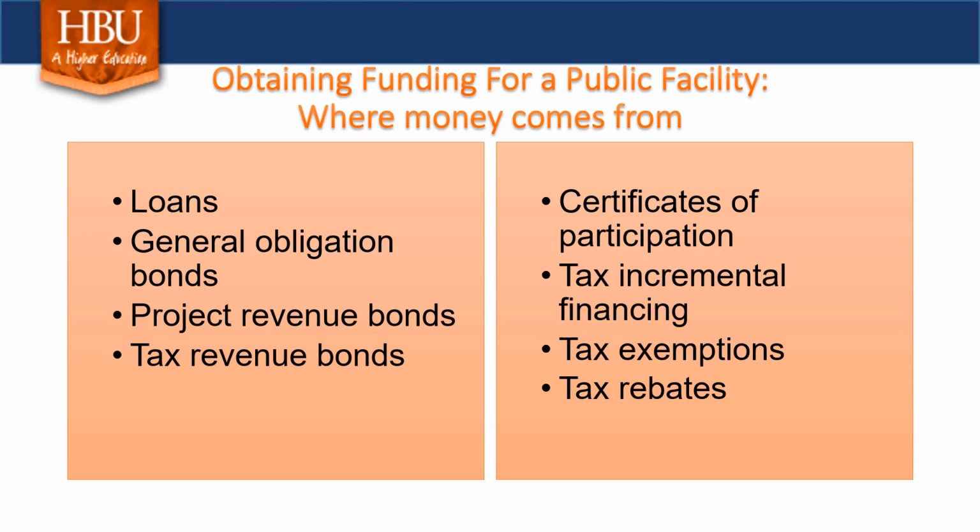We can take loans. There's general obligation bonds, there's project revenue bonds, there's tax revenue bonds, there's certificates of participation. We also have tax incremental financing, and other ways are tax exemptions and tax rebates.